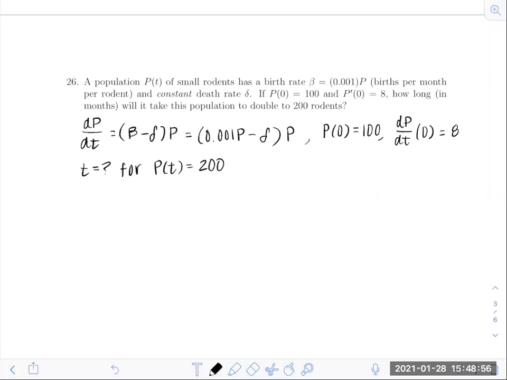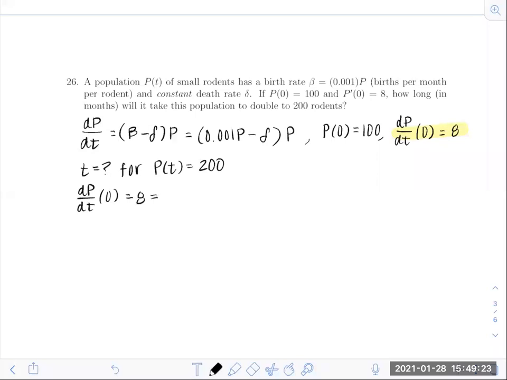All right, so this problem is unique in the fact that we are given an initial condition on the derivative. Whenever you're given that, you want to use that initial condition right out of the gates before you start integrating, because once you start solving, your derivative goes away. So let's impose that initial condition right out of the gates. So dp dt at 0 is equal to 8.